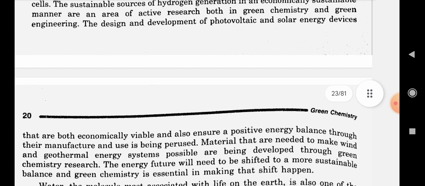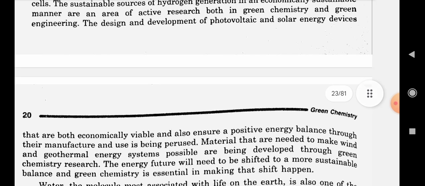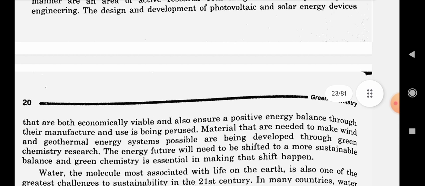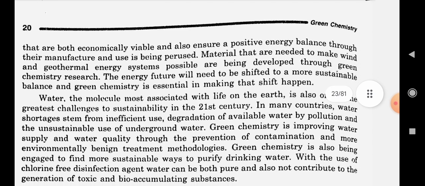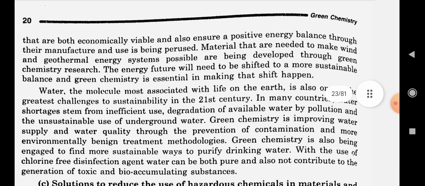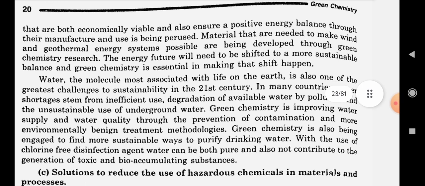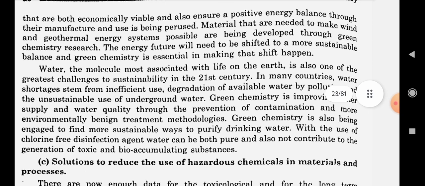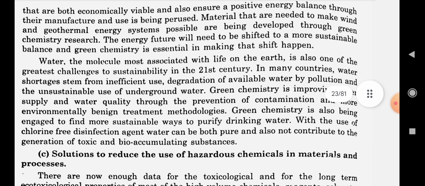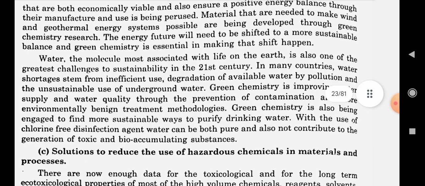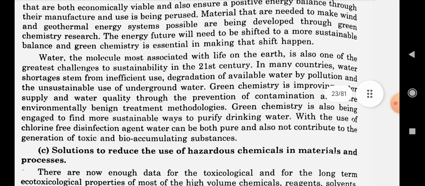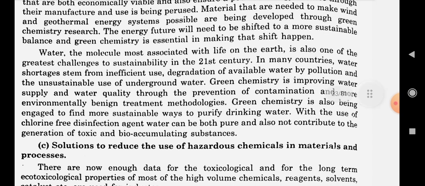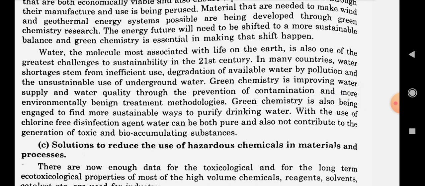The design and development of photovoltaic and solar energy devices that are both economically viable and also ensure a positive energy balance through their manufacture and use is being pursued. Materials that are needed to make wind and geothermal energy systems possible are being developed through green chemistry research.